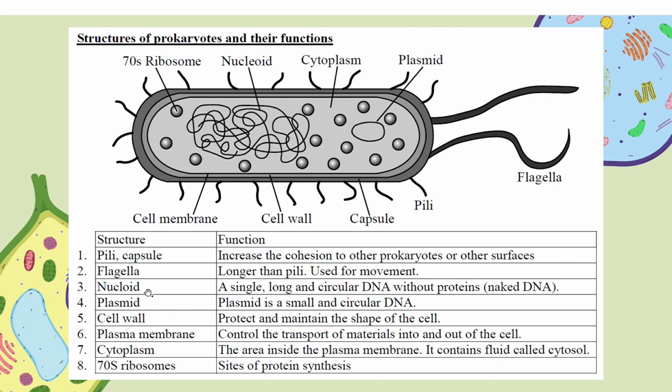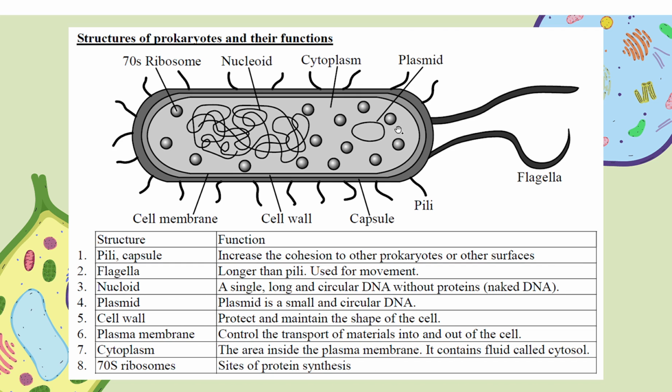And there's a nucleoid. You remember it's naked DNA. It's a single long and circular DNA without protein. It's naked DNA, no nucleus. The nucleoid is the long one, and this is a short DNA. We call it a plasmid.